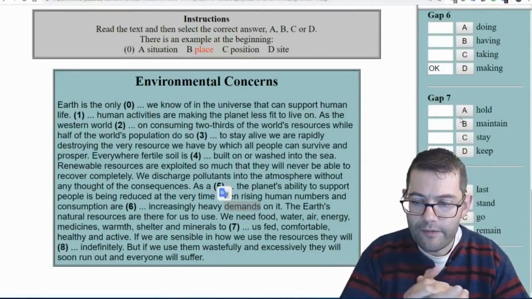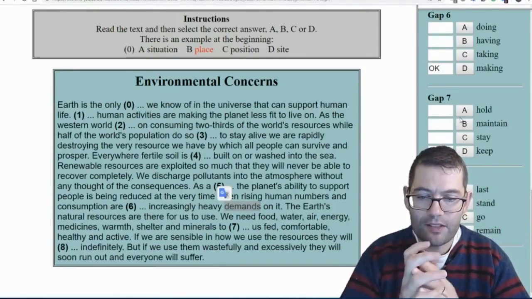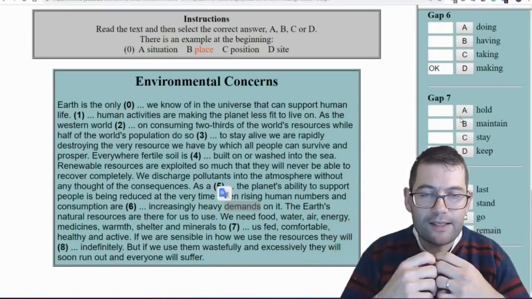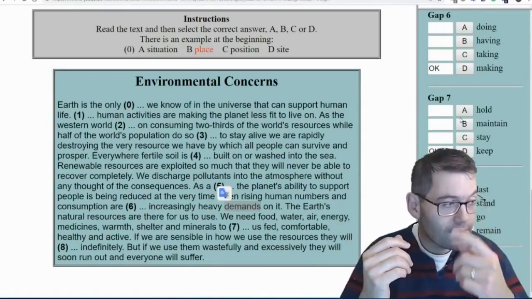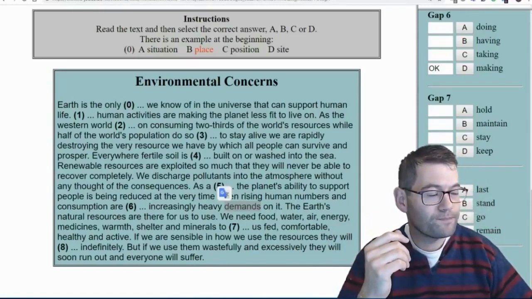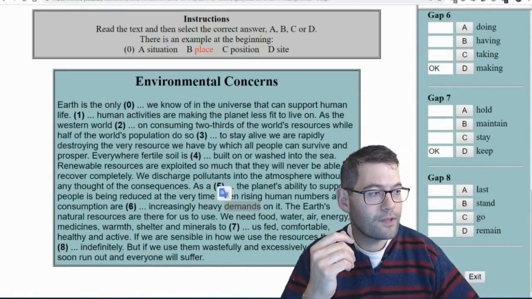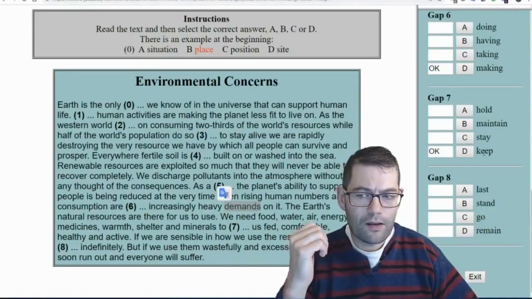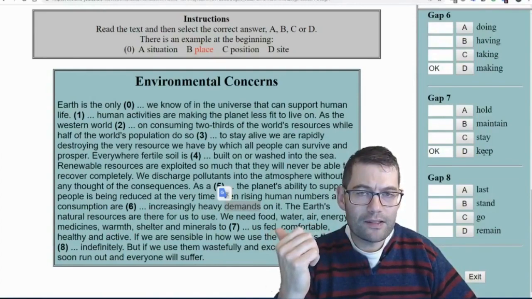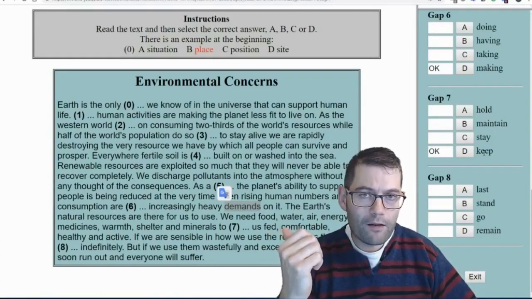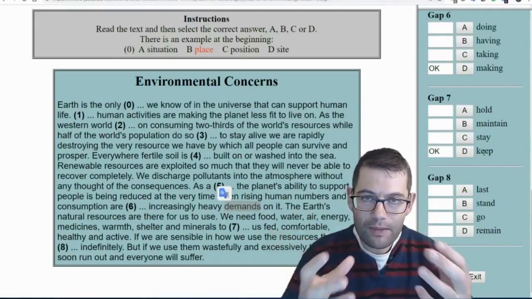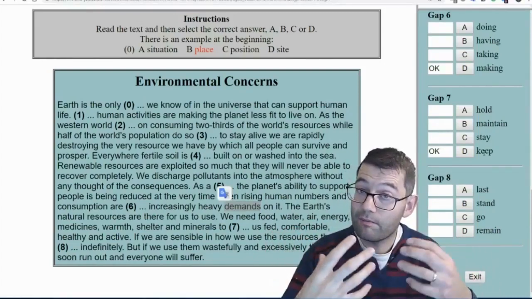And so lastly, for number 8, if we are sensible in how we use the resources, they will what indefinitely. Now, the key word here is indefinitely. Indefinitely means forever, which has definitely got a time context. So maybe this word is a clue because it talks about time.